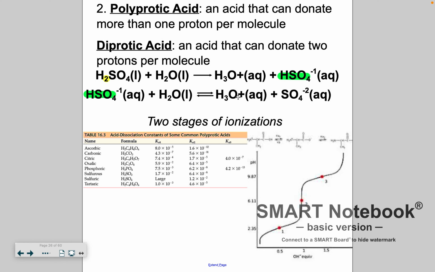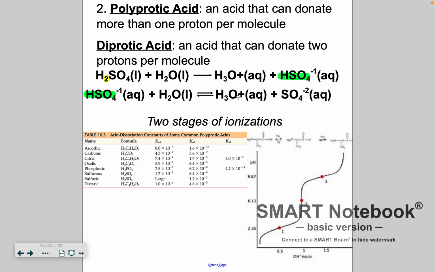So some examples: ascorbic H2, carbonic H2, oxalic, phosphoric, sulfurous, sulfuric. So anything that really starts off with an H2 is diprotic.